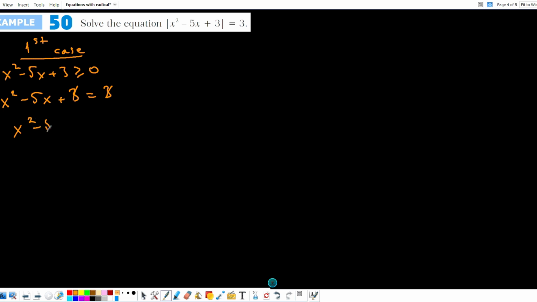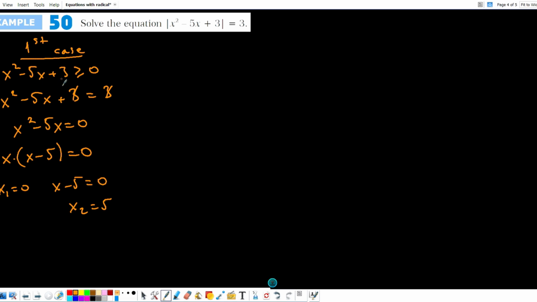I have here x squared minus 5x is equal to 0 now. Then I'm factorizing this part. I'm taking x in front of the parentheses. Then it will be x times x minus 5 is equal to 0. Then I have x1 is equal to 0, and x minus 5 is equal to 0, so from here x2 is equal to 5.